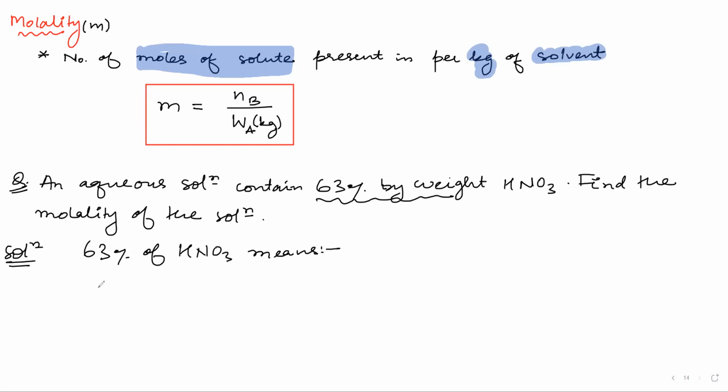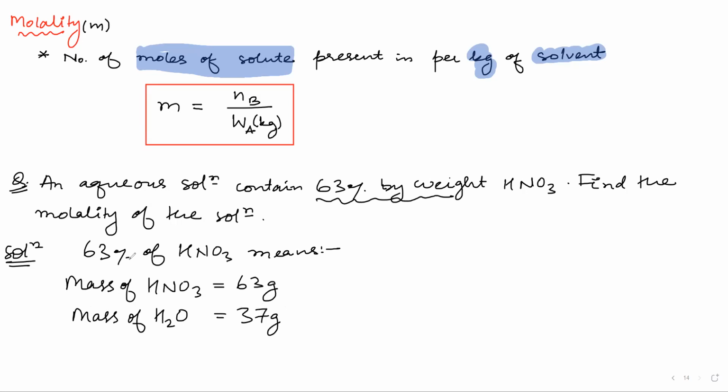what would it mean? It would mean mass of HNO3 is equal to 63 grams. Mass of H2O will be how much? 37 grams, correct. Because 63 percentage means 63 grams in 100 gram of solution. So in 100 gram of solution, 63 gram is HNO3. The remaining will be H2O, that is 37 grams.